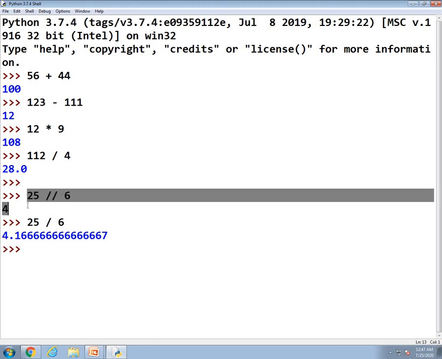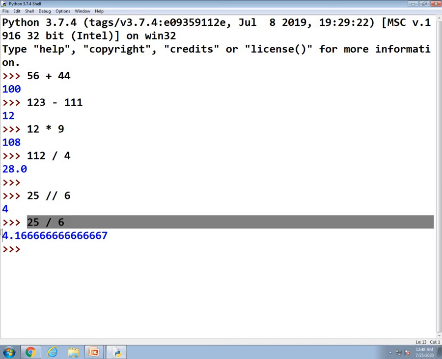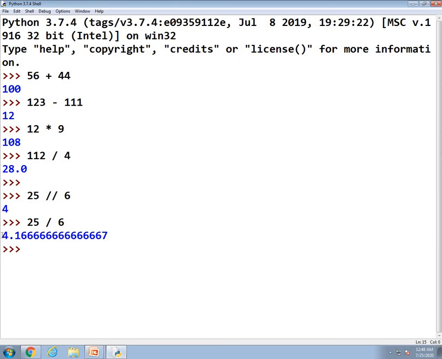In integer division, the output is a quotient, whereas in normal division, the output has the quotient as an integer part and the remainder as a decimal part. Now let's say I just want to find the remainder. What do I need to do? I have to use the modulo symbol, the percent symbol: 25 % 6. Now the output is 1. 1 is the remainder when we divide 25 by 6.